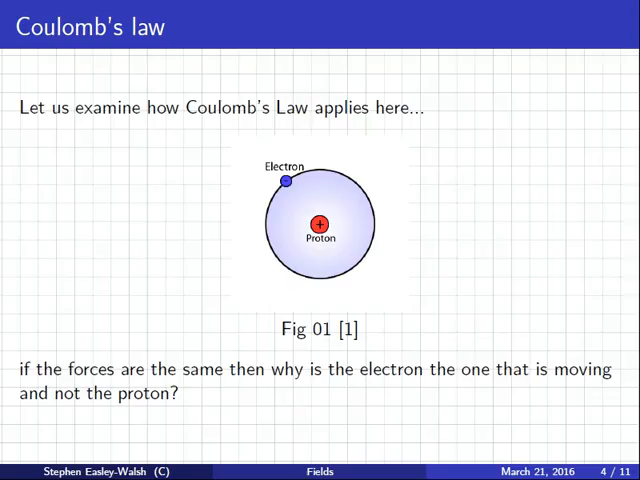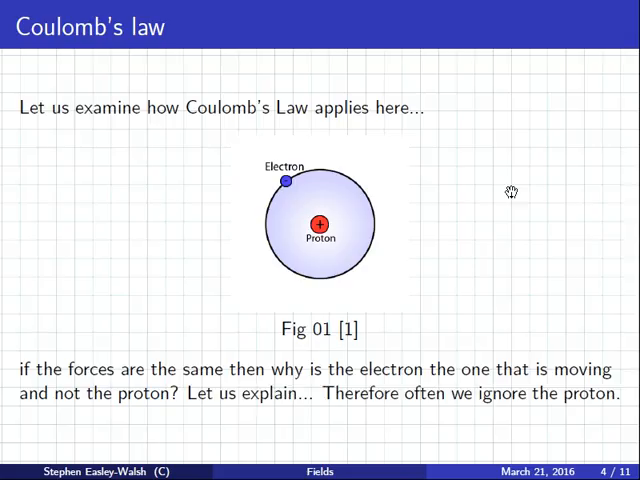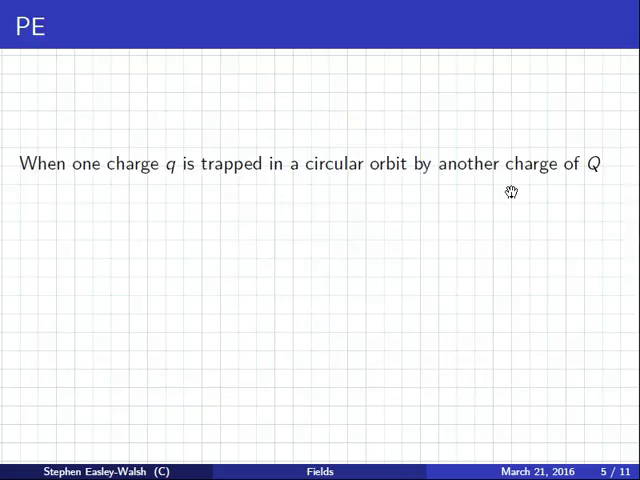Okay. Anyway, we actually talked about this in homework before. Do you remember? Okay, that's okay. Trust me, we did. When one charge Q is trapped in a circular orbit by another charge q, the reason I have a small q and a big Q is I want you to remember that for this problem, the small q is smaller than the big Q, usually. Then it will have negative potential energy.